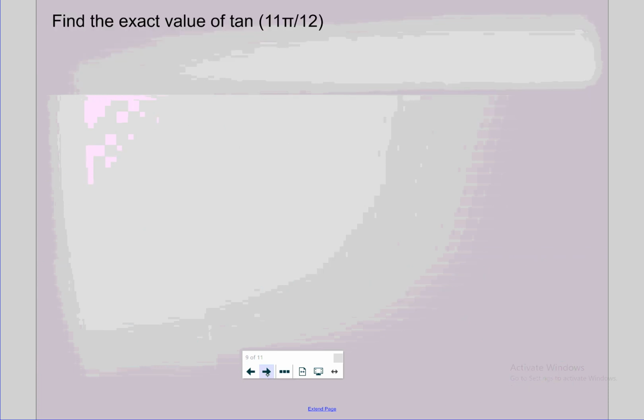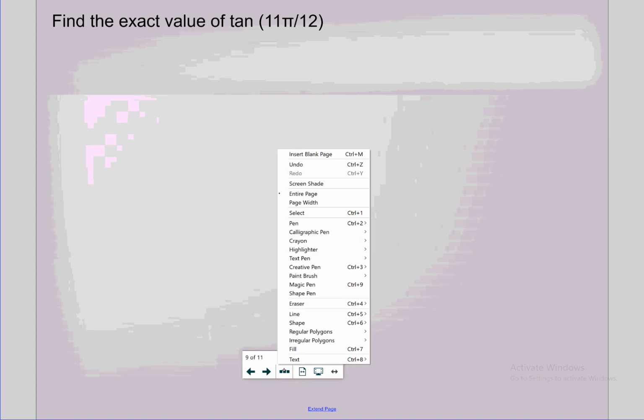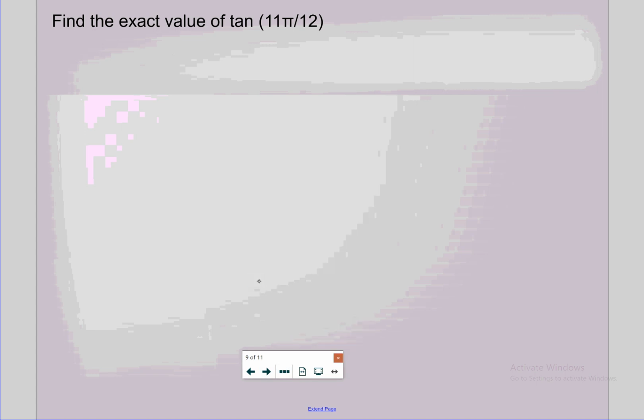Let's do one more of those. There's just a lot of simplifying with these. Okay, tangent 11 pi over 12. So first thing we need to do is find two angles that add or subtract to get this 11 pi over 12. So I'm going to turn it into a degree first. 11 pi over 12 times 180 over pi. My pi's will cancel. I get 165 degrees.